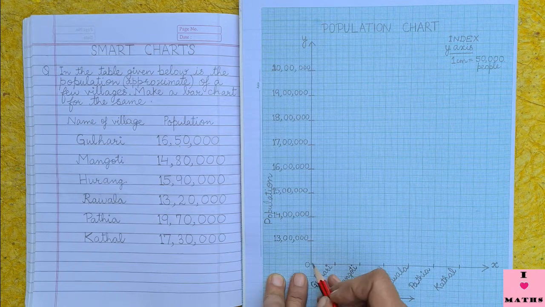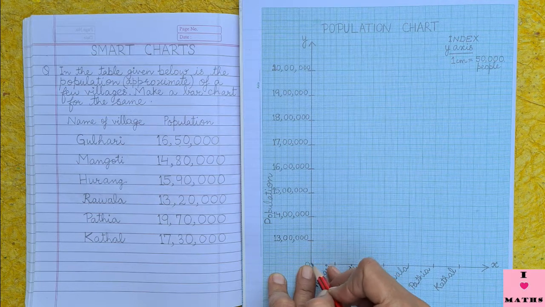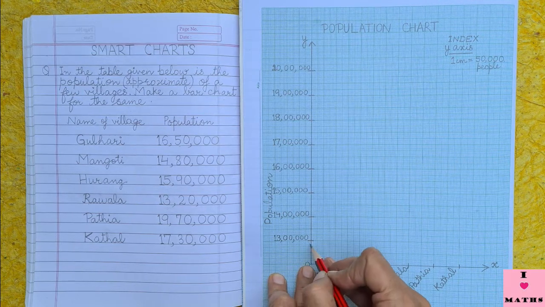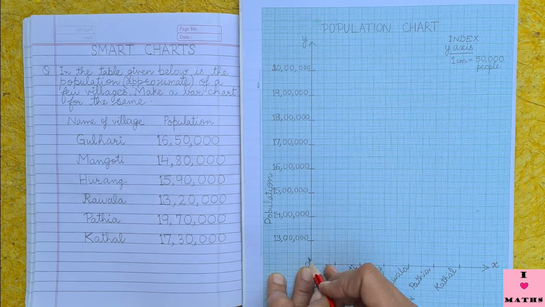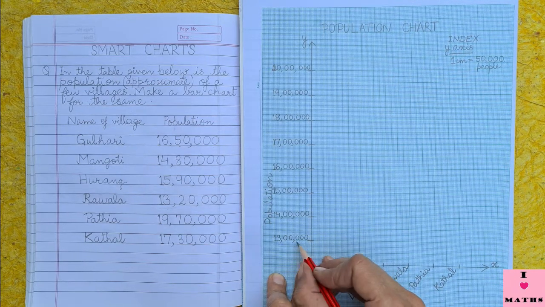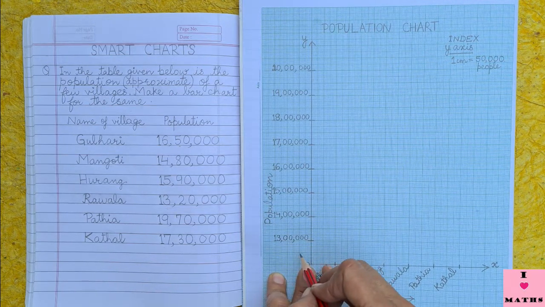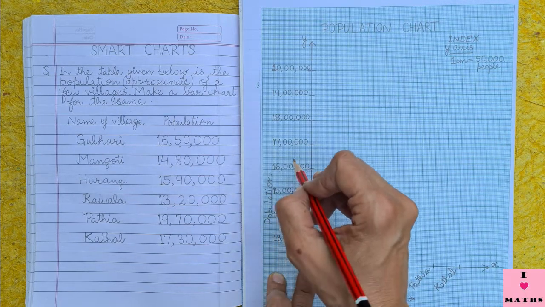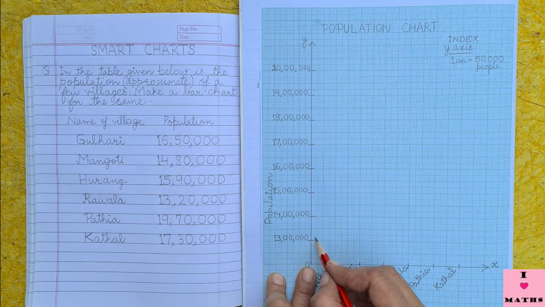Now children, this is 0, but this is not 13 lakh. I cannot say that from 0 to this place it is 13 lakh. No, it's not like that. So I have started from 13 lakh. I have not started from 1 lakh, 2 lakh, 3 lakh, 4 lakh, 5 lakh. I have not done it that way. I have started from 13 lakh.